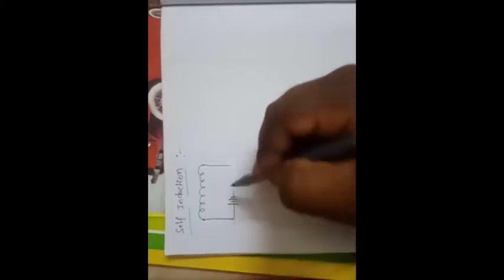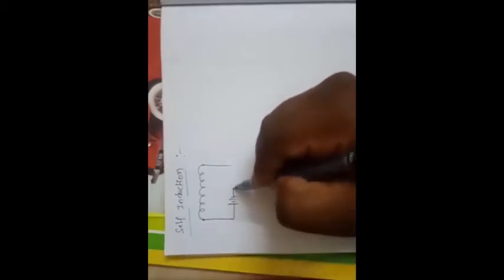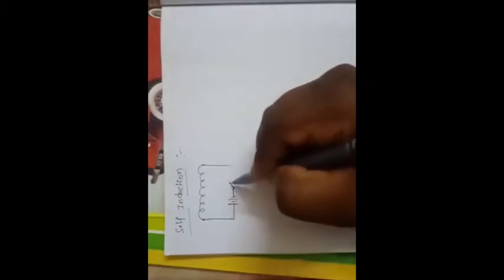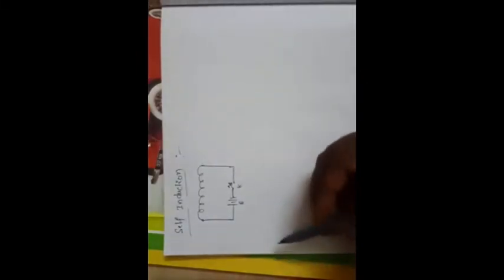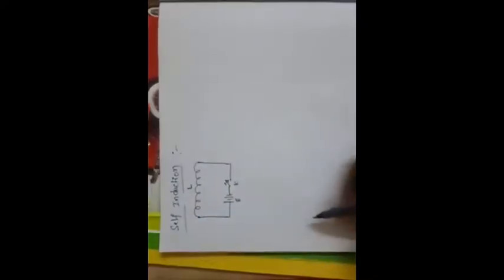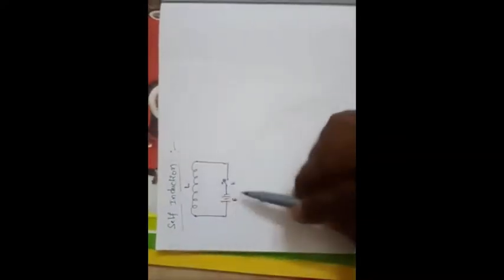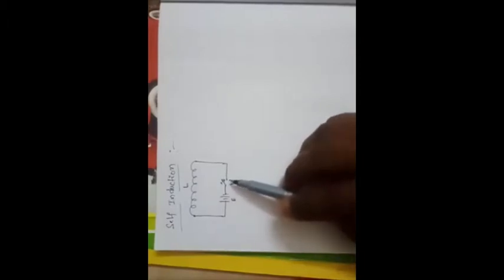Here let us consider a coil. This coil is connected to a battery through a tap key. This is the tap key, and the battery's EMF is E. So the coil is connected to a battery through a tap key.